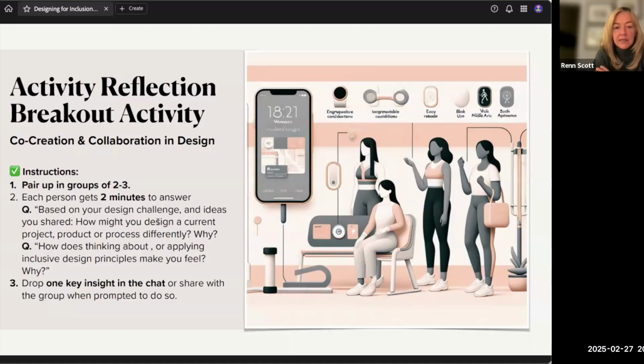Just curious, based on the things you're now working on, or things in your immediate environment, how does the design challenge and so on make you think differently?